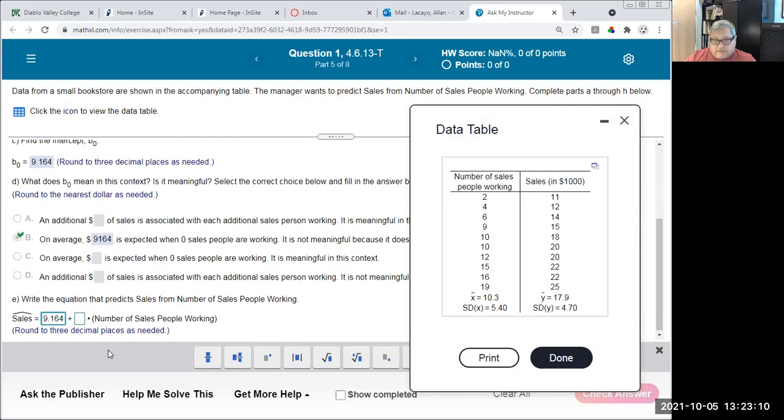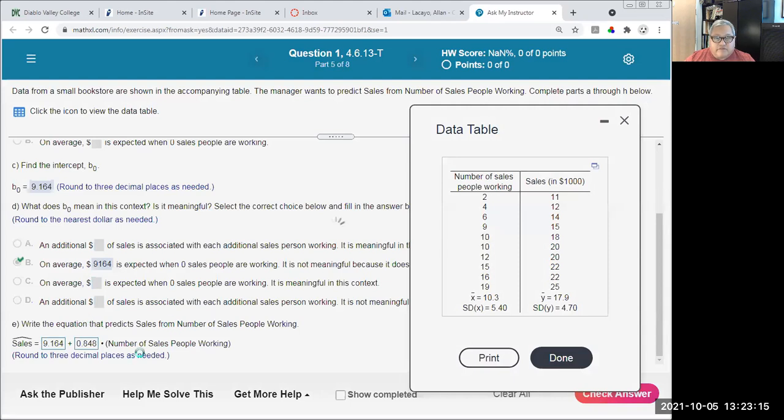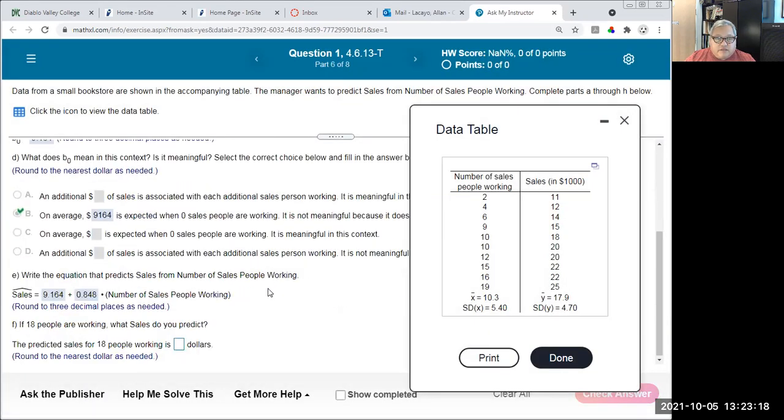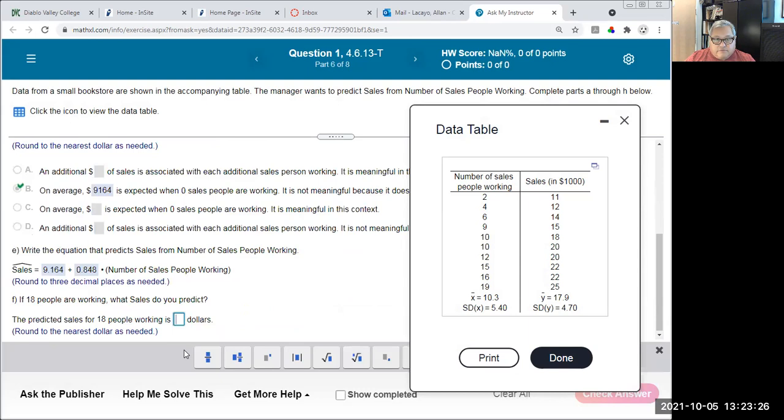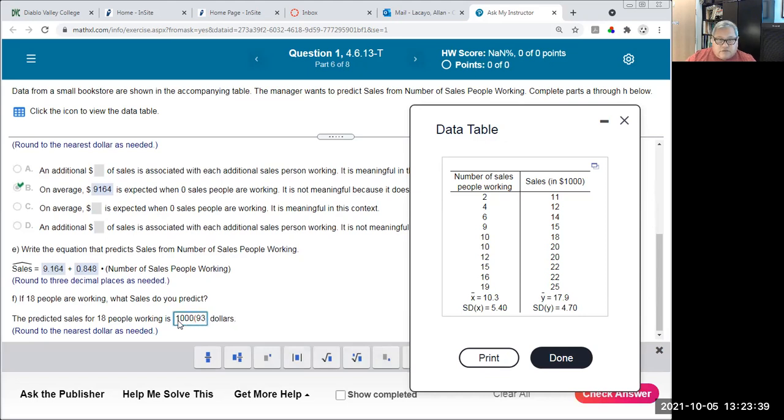So the amount in sales is going to be the intercept and the slope. That's just the equation that we built. And now if we want to know what sales we predict with 18 people working, we would multiply 18 times this slope plus this intercept, and then multiply everything by 1,000 because the model is in thousands of dollars. So you could do the math by hand. Like so.